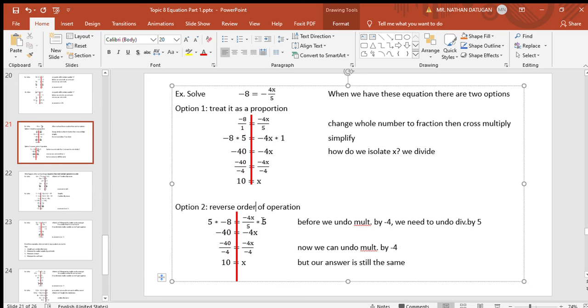Since we multiply one side by 5, we also multiply the left side by 5. 5 times negative 8 is negative 40, and on your right side, you're left with negative 4x. Now how do we get rid of negative 4? Same thing we did in option 1, we divide both sides by negative 4. Negative 4x divided by negative 4 is x, and negative 40 divided by negative 4 is 10. So x is equal to 10.